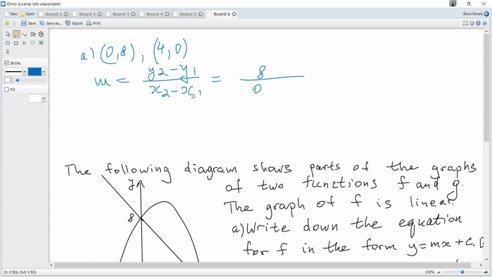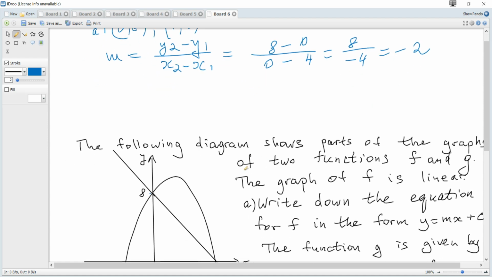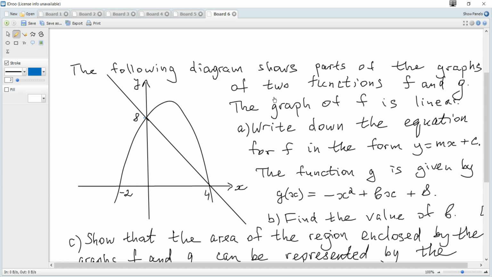It doesn't matter which point is the first and which is the second. So (0, 8) and (4, 0), we get 8 over negative 4, which is negative 2. Negative indicates that the line is decreasing, so we can see that it's true.